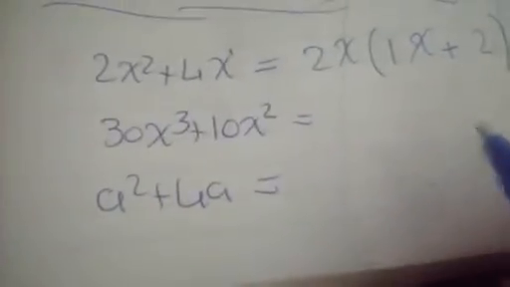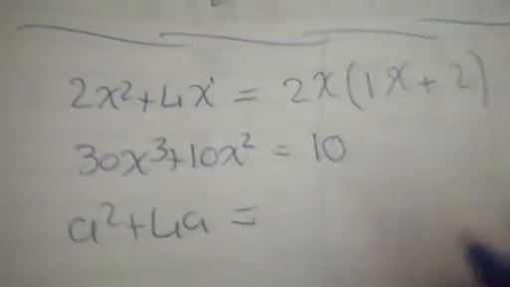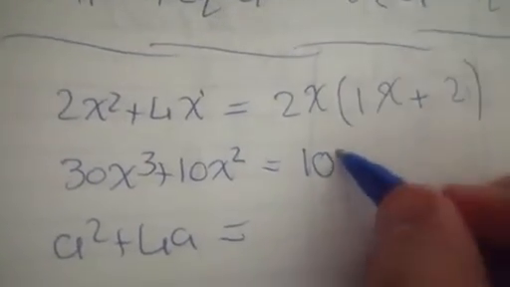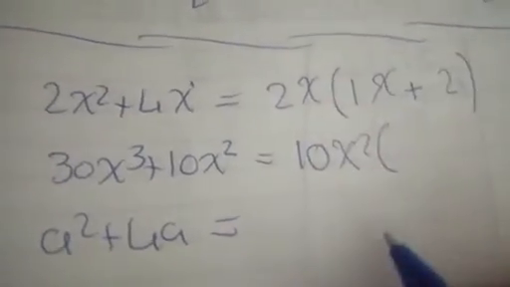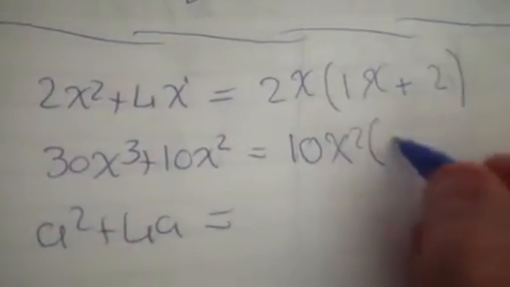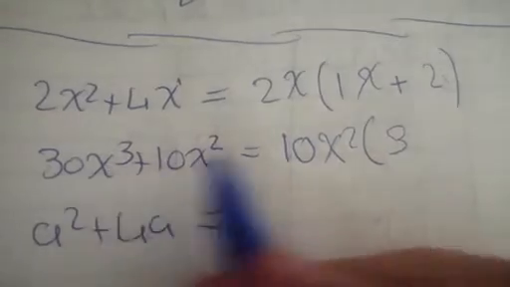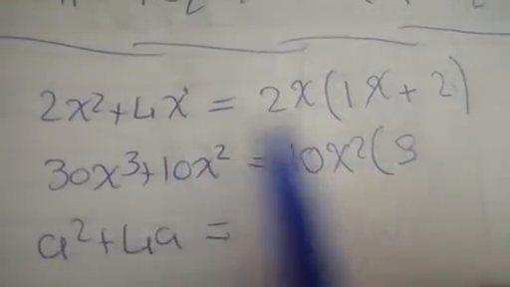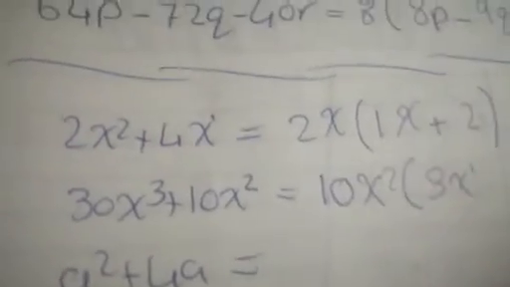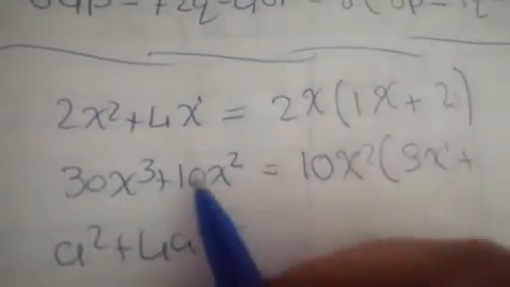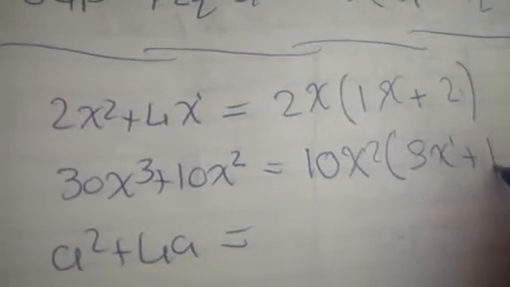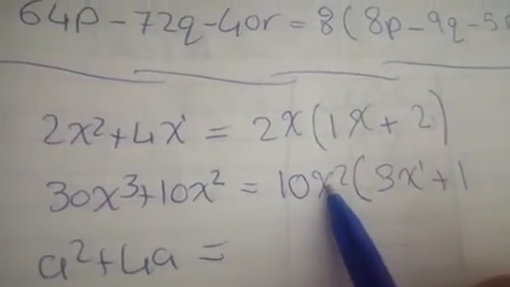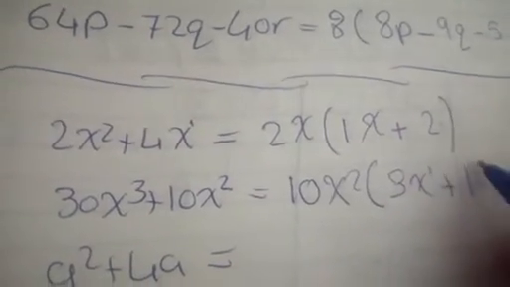We have 30 and 10. We can take 10. X cubed and x squared, we can take the lower power. The lower power is x squared. Then open a bracket. 30 divided by 10 is 3. X cubed divided by x squared, we subtract the powers. 3 minus 2 is 1, so x power 1. Plus 10 divided by 10 is 1, we don't have to write it. X squared divided by x squared is 1.